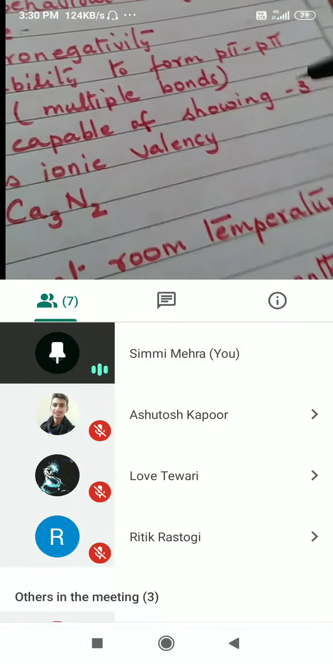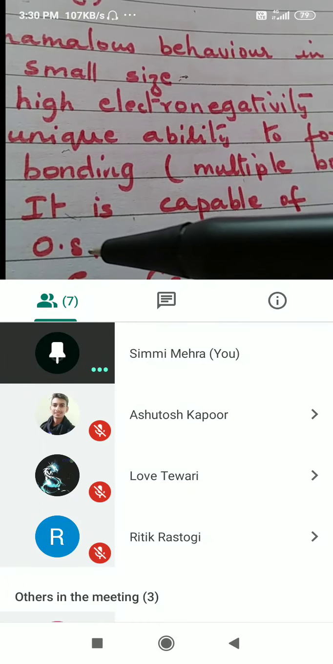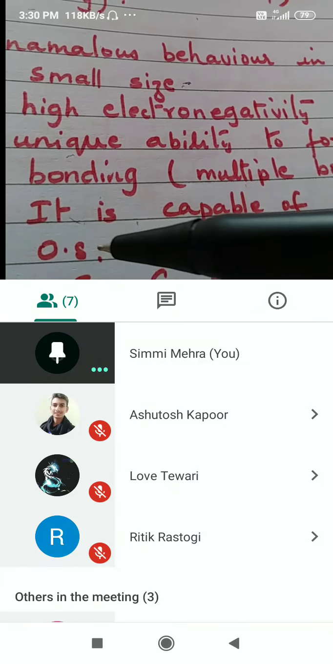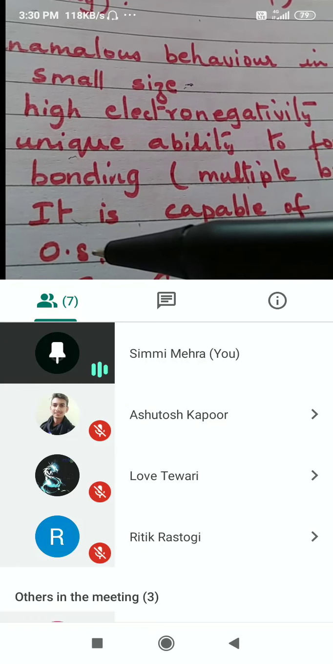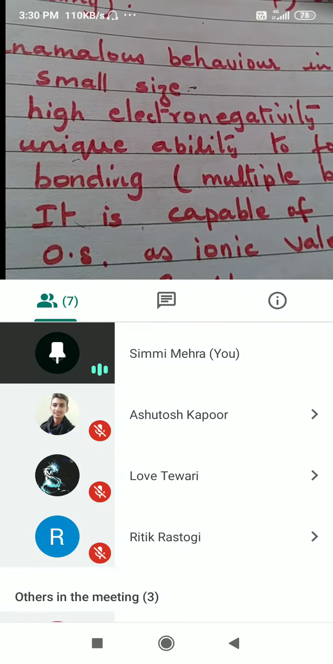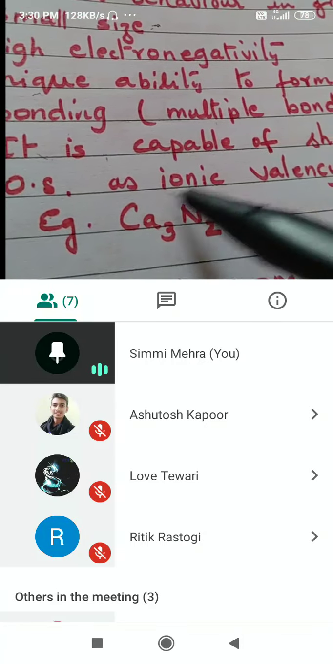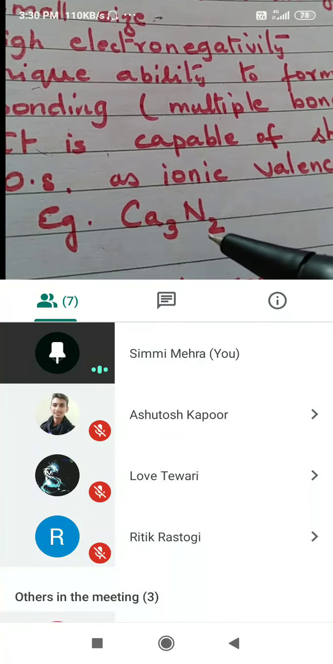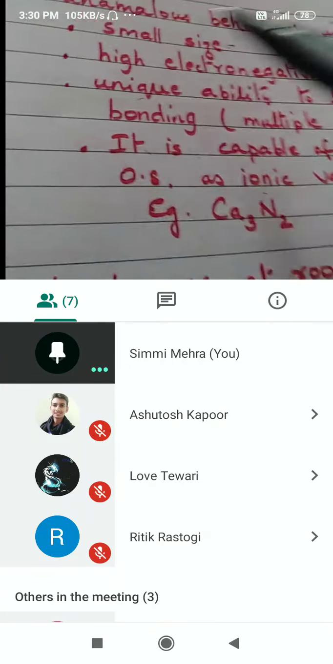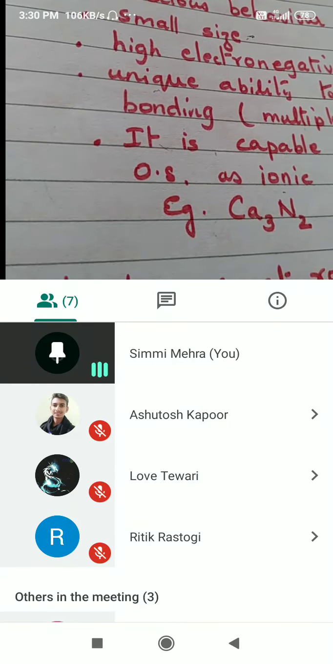It is capable of showing -3 oxidation state, which other elements are not able to show. That means it can accept 3 electrons in p orbital to complete the octet. Because the size is so small, effective nuclear charge is very high, so it is able to accept 3 electrons and form ionic bond. This is the compound I told you, calcium nitride, where nitrogen is showing oxidation state of -3 and calcium is +2. So this way it has got abnormal behavior.